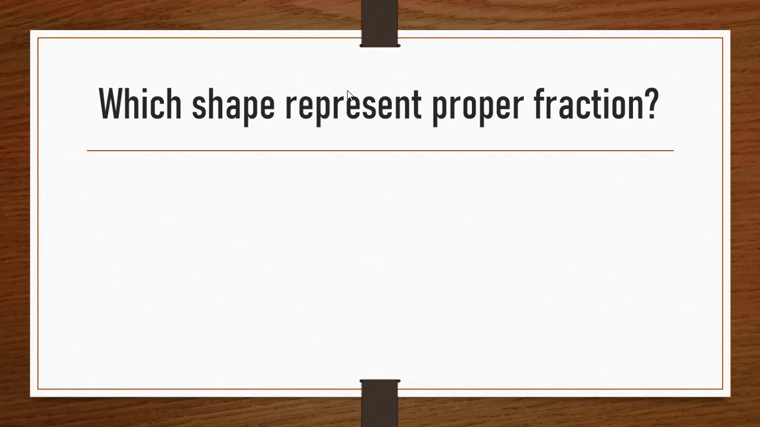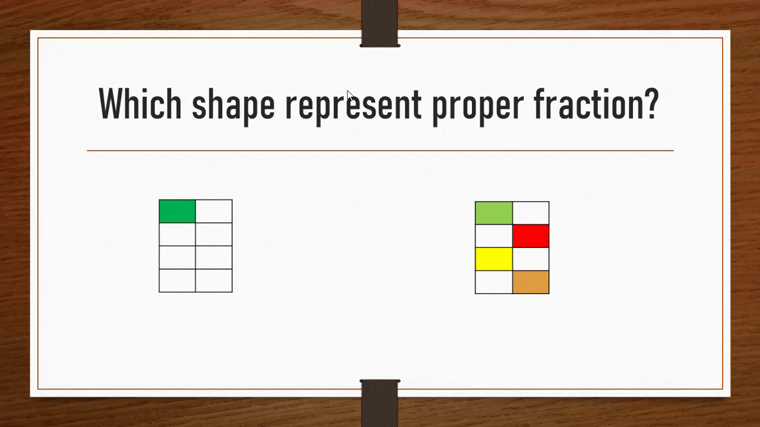Now tell me which shape represents a proper fraction. Here are figure 1 and figure 2. You can see in figure 1, out of 8 parts, 1 part is shaded, so the fraction will be 1 by 8. And in the second figure, out of 8 parts, 4 parts are shaded, so the fraction will be 4 by 8. And you can see the second figure represents a proper fraction.